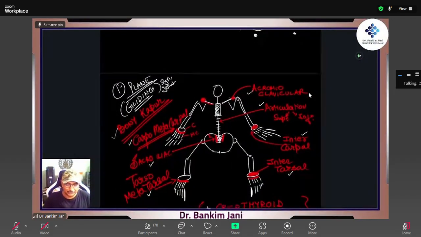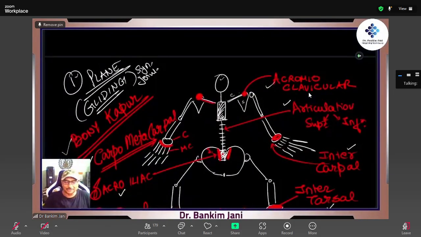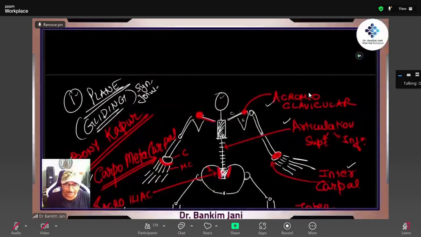Here, within seconds, you'll be able to know that this is the skull, this is the neck, and then this one is the scapula, correct? And this one is the clavicle. So that joint is the acromioclavicular joint. All of you know this, so that is done. Same way on the opposite side.